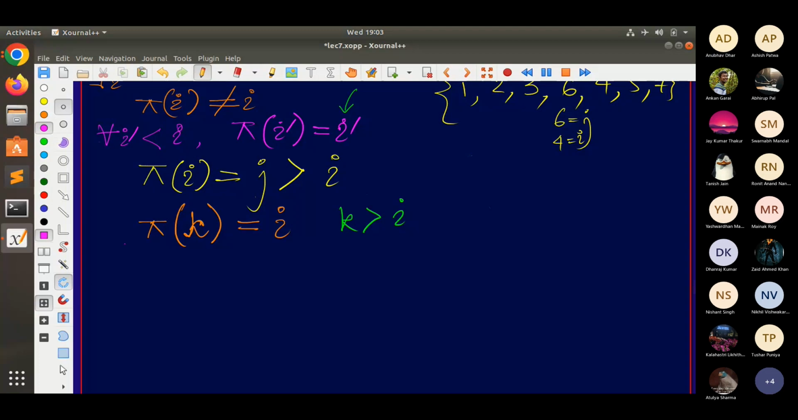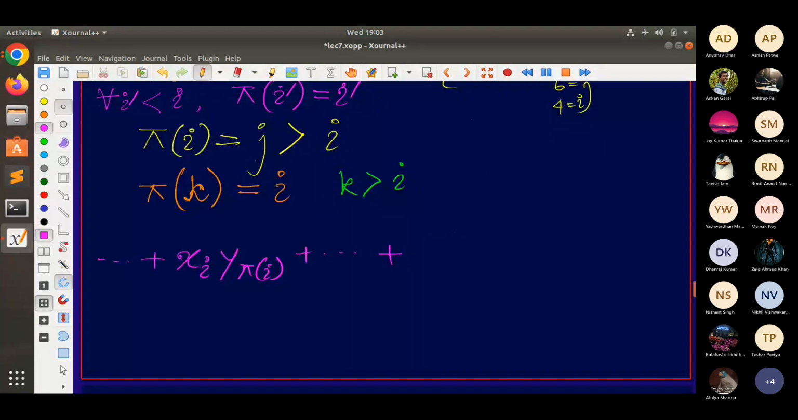Before that, after that, and then it has something like x_k y_k. Correct. Is this clear up to now?